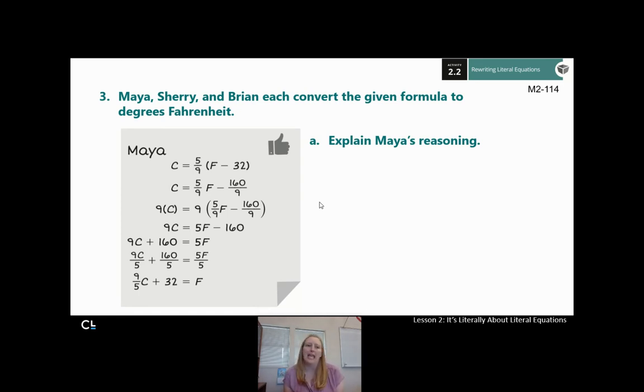So here's what I would like you to do. Let's start off with A. Let's look at Maya's work, because I can see that Maya ended up with the exact same formula we did. Maya did a good job. So can you explain Maya's process? Can you take a look through this and tell me what she did, like what her steps were? Go ahead and hit pause, jot down Maya's steps. She did the work, but you got to tell me the steps, and then hit play when you're ready to check.